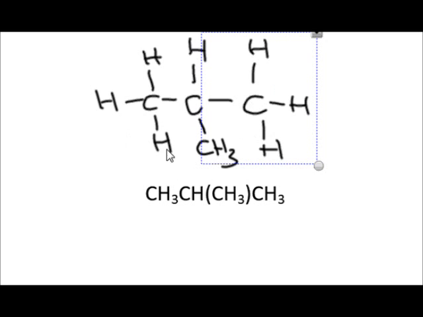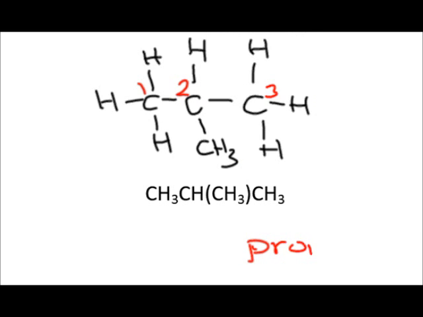So now we've drawn it out like this, it's a bit easier to see what's attached to what and see what the longest carbon chain is. So as you can see here, longest carbon chain is 1, 2, 3 carbons. The stem for 3 is prop, so we know that this name is going to include propane at the end.